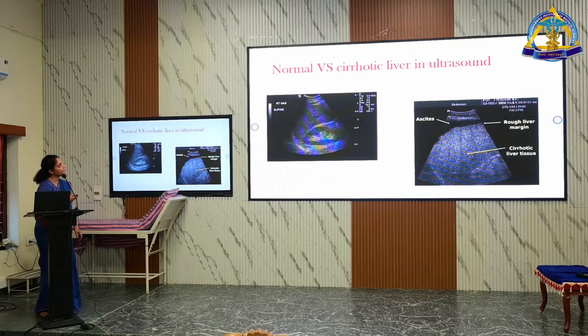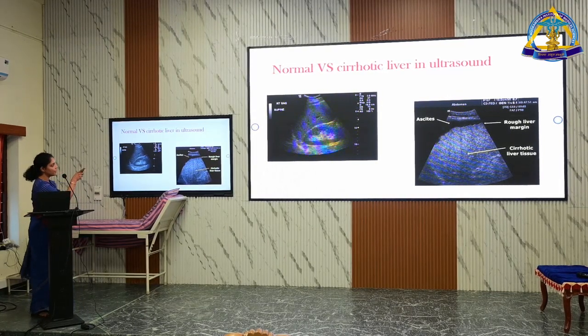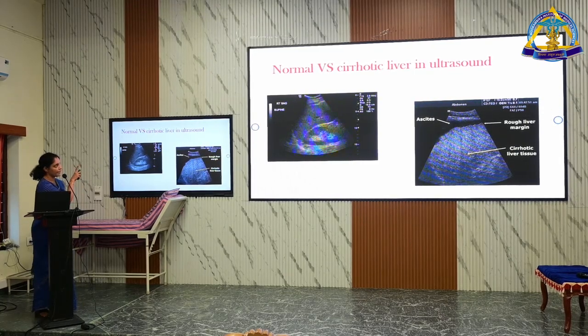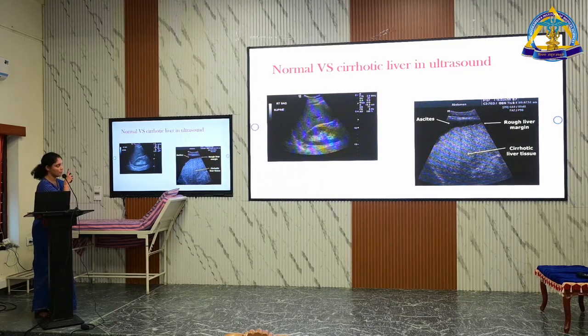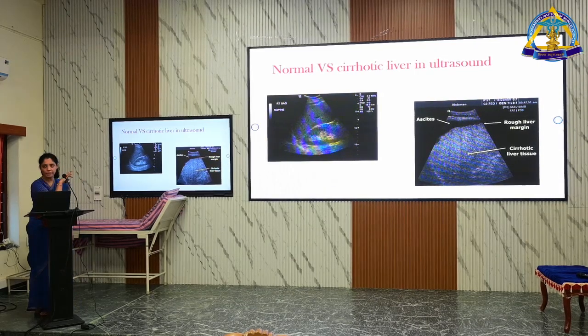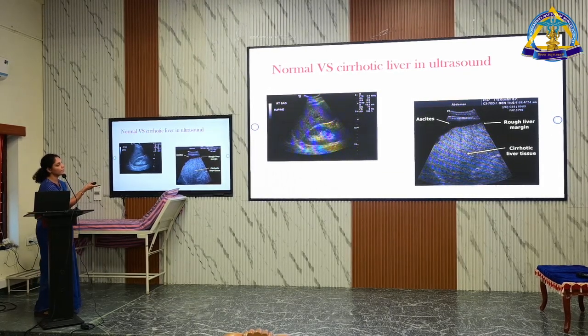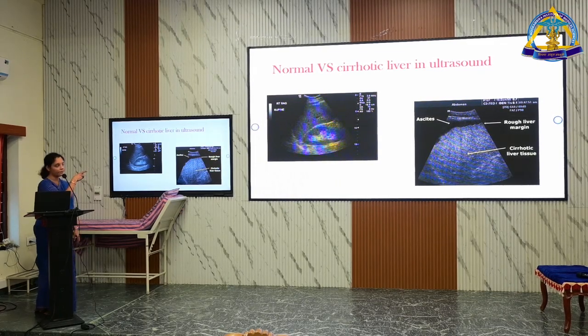So how do we find a normal versus cirrhotic liver in the ultrasound? Here you can see the homogeneity in the first picture, which is a normal liver. If you see the liver capsule as a white line there, it is regular, and there's a homogeneous echogenicity of the liver. Usually the liver echogenicity will be similar to the kidney's echogenicity. In cases of fatty liver, the liver will appear brighter in the ultrasound. Whereas in the second one, you can see that the regular outline of the liver margin has turned into an irregular one, so it's a rough liver margin.